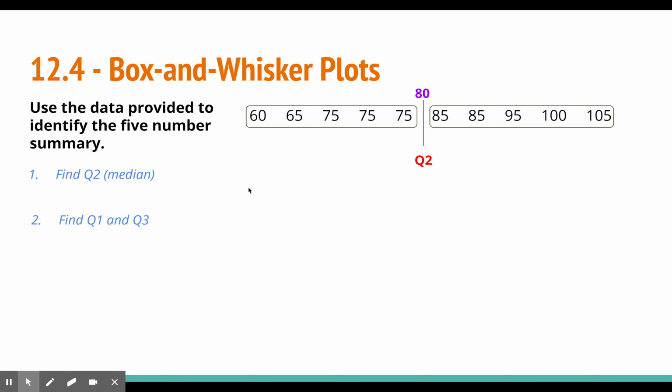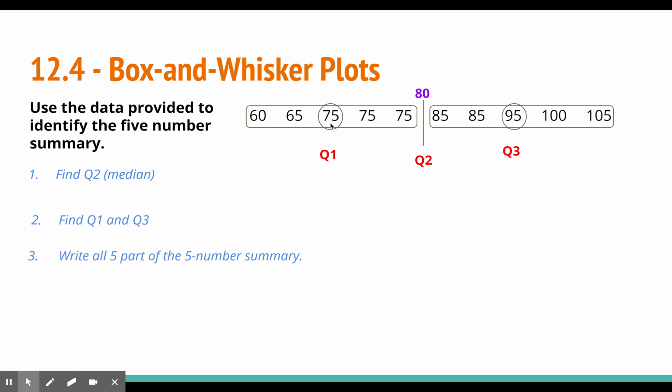Finding Q1 and Q3, so sorry about that. You're going to find the middles of your top half and middles of your bottom half. So looking at the bottom half, our Q1 is going to be the middle of this set right here. So it looks like this 75 right there where my mouse is, that is going to be our Q1. Over on the upper side, the middle of that set over there is the 95. There's going to be our Q1 and our Q3.